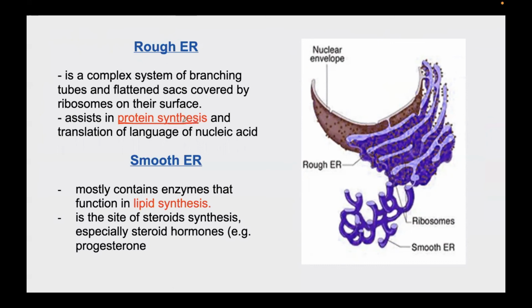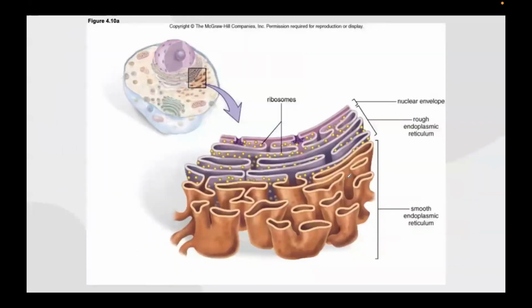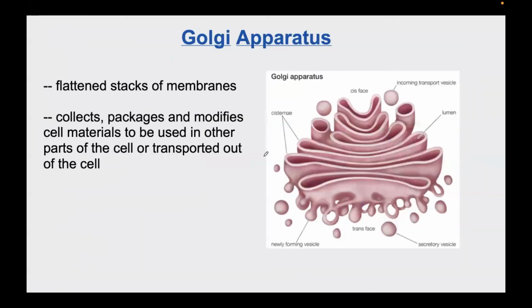Please take note, the translation of the language of your nucleic acid. Ang trabaho naman ni smooth ER, it mostly contains the enzymes that function in your lipid synthesis. It is the site of steroid synthesis, especially steroid hormones. Example nun yung mga progesterone. Okay, so tingnan natin dito. Nandito po yung mga ribosomes sa ating rough ER. Next, your Golgi apparatus. It is a flattened stack of membrane that collects, packages, and modifies cell materials to be used in other parts of the cell or transported out of the cell.